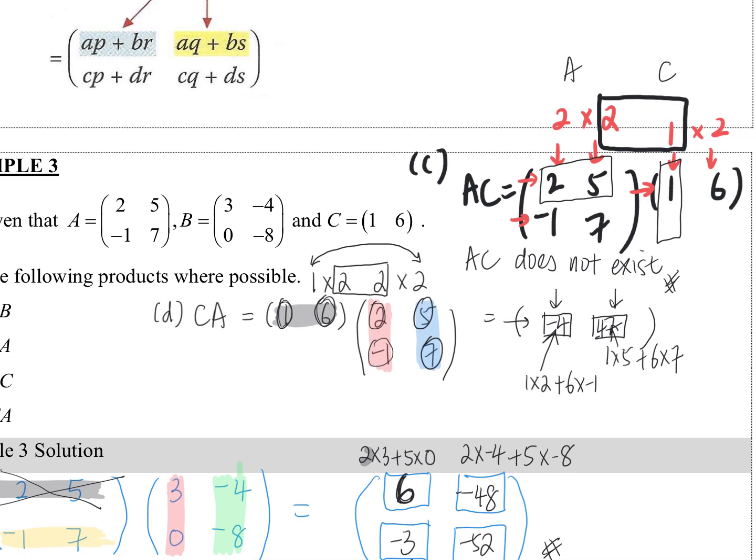This is 4.3, 4.4 notes, example 3, page 5. So my final answer is just negative 4 and 47, these two entries. This is my answer for CA. Horizontal times vertical: the black one times the red one, followed by the black one times the blue one.